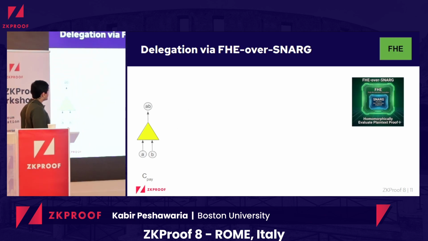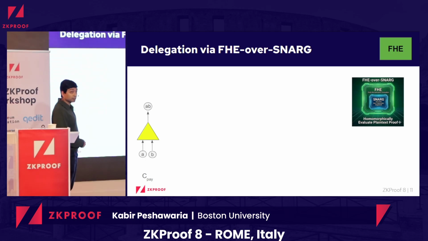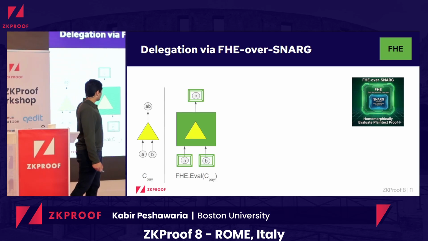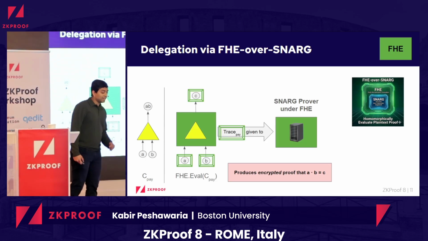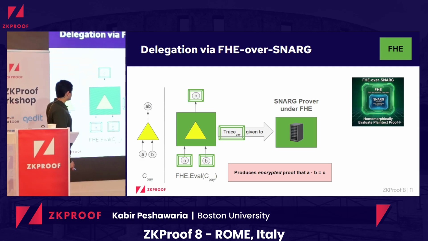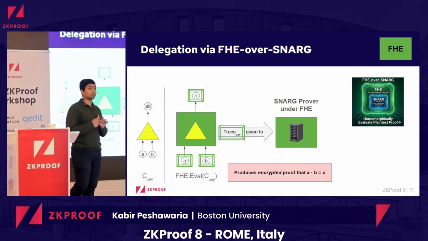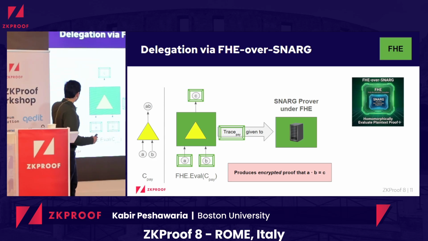The alternative is we can do FHE over SNARK. Again, we start with the same payload circuit. We evaluate it under FHE, and then we take the encrypted trace of the payload circuit and give that to the SNARK prover instead, which means that we don't care about the messy in-between states between gates. We care about the ciphertext of A, the ciphertext of B, and the ciphertext of AB. I don't care what you did in between. The SNARK prover doesn't care what you did in between.